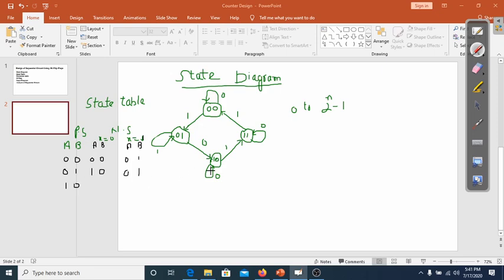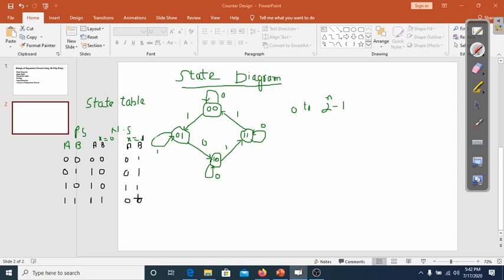So there are two next states. When x is equal to 0, the next state is 1 0, and when input is 1, the next state is 1 1. Now we have the present state 1 1, there are two next states again. When input is 0, the next state is 1 1. When input is 1, the next state is 0 0.